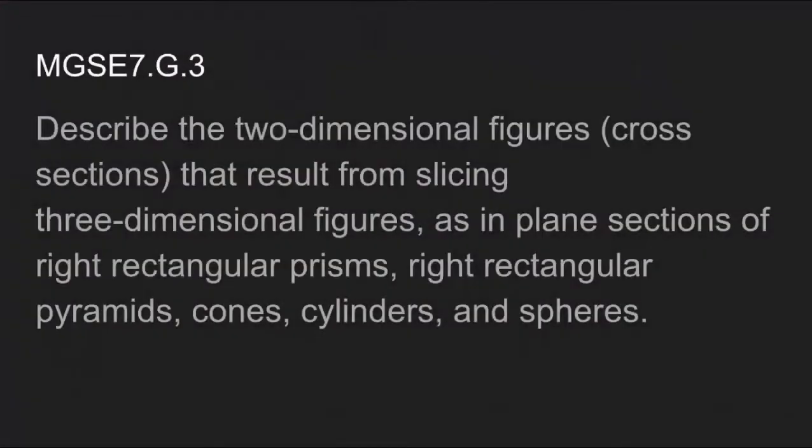This video will discuss MGSE7.G.3: Describe the two-dimensional figures, cross-sections, that result from slicing three-dimensional figures, as in plane sections of right rectangular prisms, right rectangular pyramids, cones, cylinders, and spheres.